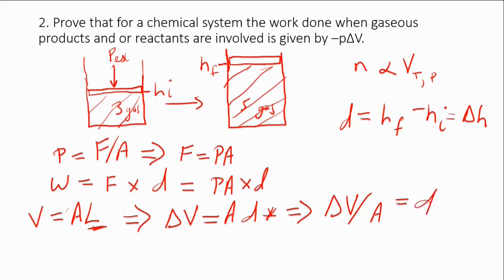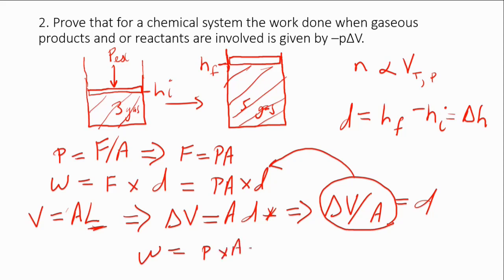D is the distance traveled by the cover. D is basically the increase in the length of the cylinder, which resulted in an increase in the volume of the cylinder. Now, seeing that we have an expression for D, we could take this expression and plug it into this formula here. Work is equal to pressure times area times change in volume over area. Area will cancel with area, right?